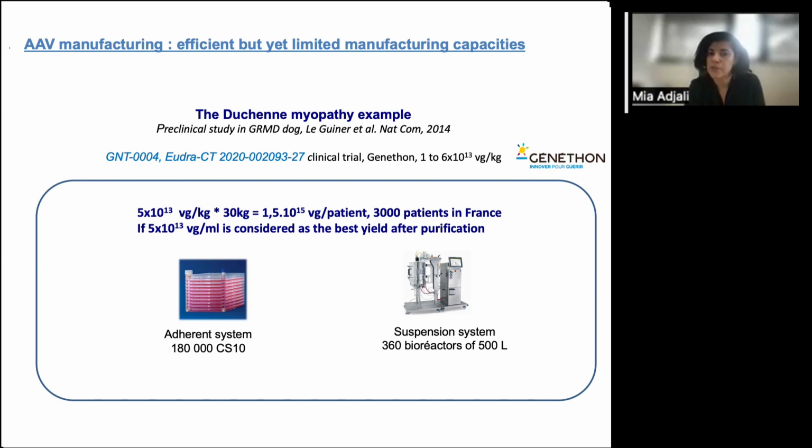So if we consider that, and the studies have shown, and now in the clinical trial, the escalation dose is between 1 to 6 times 10 to the 13. If we consider that for 5 times 10 to the 13 Vg per kilo, and the patient weight is around 30 kgs. If we consider also that we have around 30,000 patients in France, and if we consider that 5 times 10 to the 13 Vg per ml is the best yield after purification, even if it's now improving, we will need a large number of adherent cell stacks for adherent cultures, or even hundreds and hundreds of bioreactors of 500 liters, which means that we still need improvements in terms of yield and quality, and also in terms of vector design, to have vectors with improved therapeutic index.